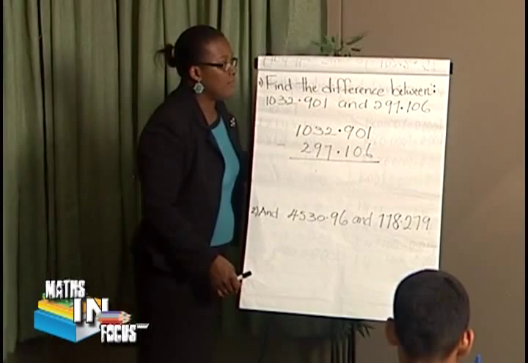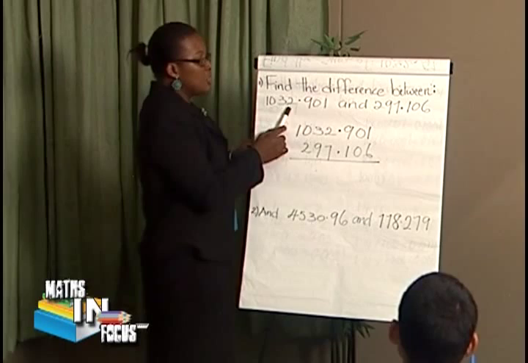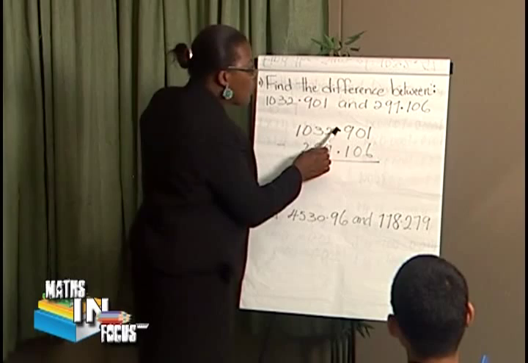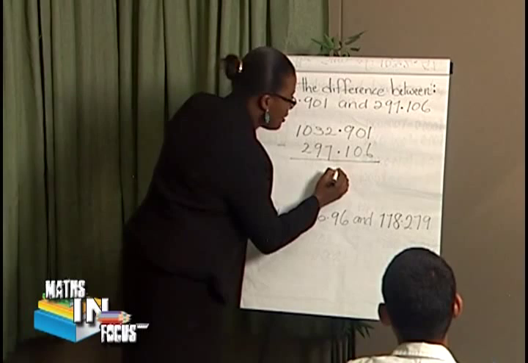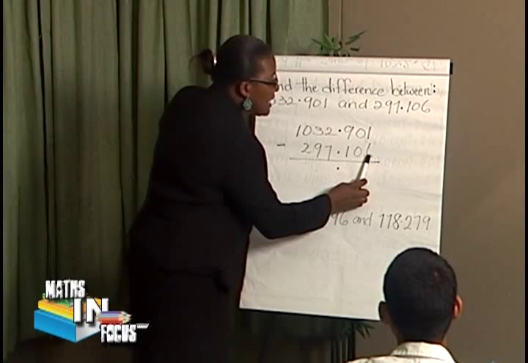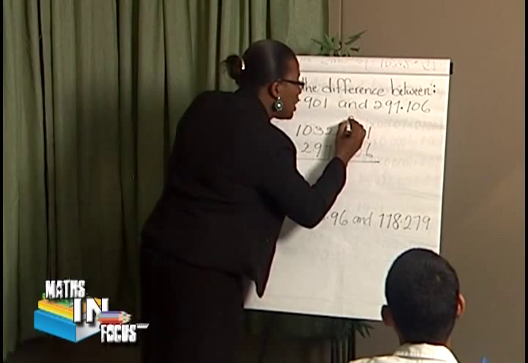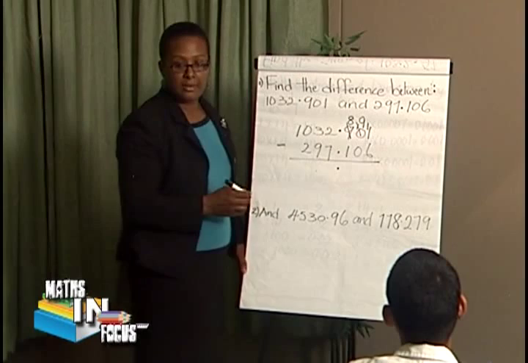We want to find the difference between 1032.901 and 297.106. Again, we have to emphasize the skill of setting down our points. The decimal points must be under each other. We're performing the operation of subtraction. Can we take 6 from 1? No. So we go all the way to this column and we take. So the 9 becomes 8, 10 becomes 9, and we have there 11. If we take 6 from 11, what remains?